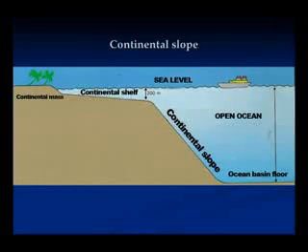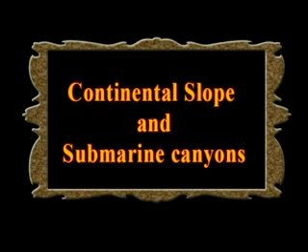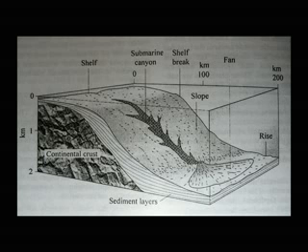The boundary of the continental shelf on the ocean side is determined by an abrupt change in the slope and a rapid increase in the depth. This portion is called the continental shelf break. Next comes the continental slope and submarine canyons. This is the region next to the continental shelf.